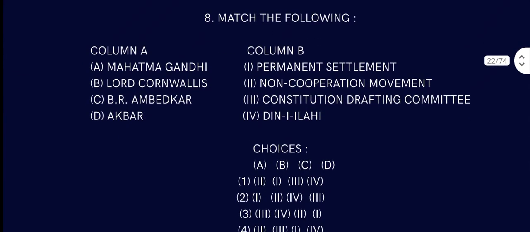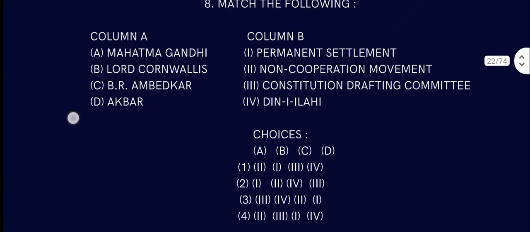Question number 8. Match the following. Mahatma Gandhi. What did Mahatma Gandhi do? Non-cooperation movement. Of course, Mahatma Gandhi did the non-cooperation movement. So the A is 2. Lord Cornwallis did what? Permanent settlement. Yes. B.R. Ambedkar, Constitution Drafting Committee as usual, and Akbar D.El.Ed. So the answer is A 2, B 1, C 3 and D 4. So the answer is 1.